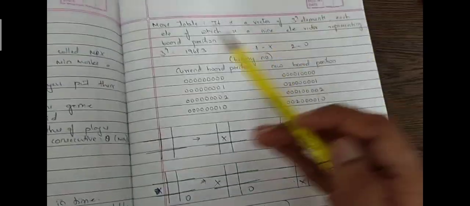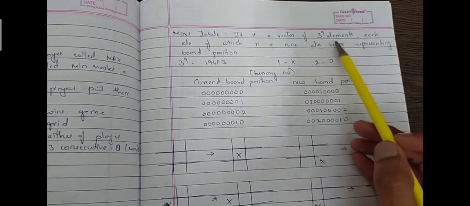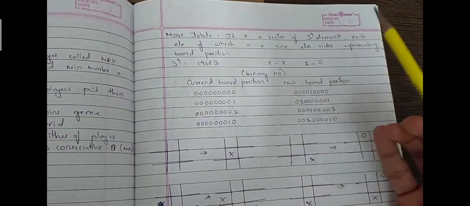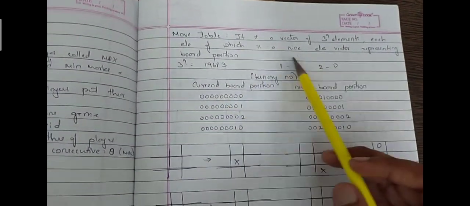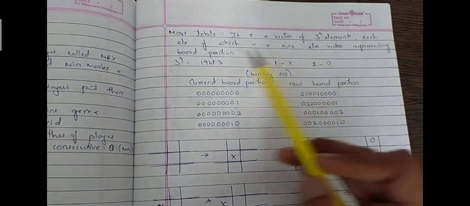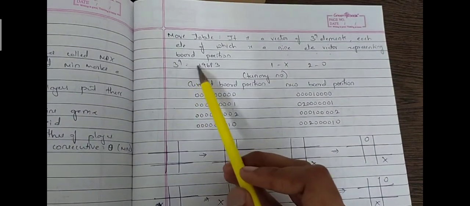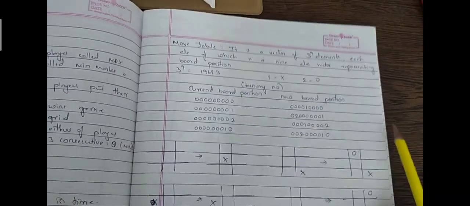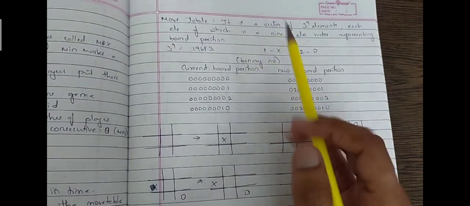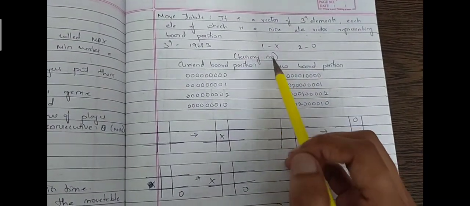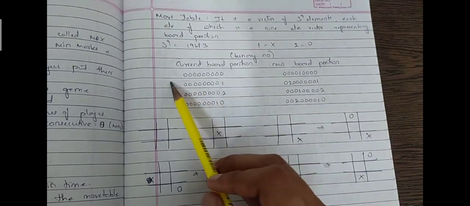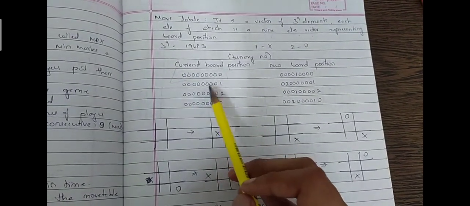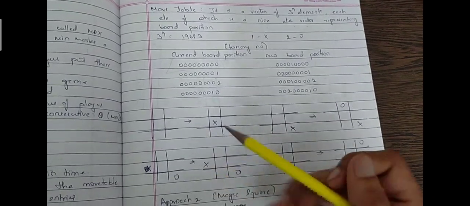The next is the properties. The move table is a vector of 3 to the power 9 elements, like 3 to the power 9 elements are the possibilities. Each element is a 9 element vector representing a board position. So 3 to the power 9 is 19,683. We can also represent it in ternary numbers, with the current board position represented in 0s and 1s, I mean the binary representation.